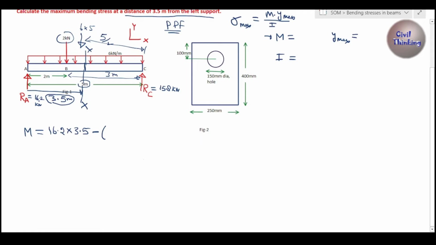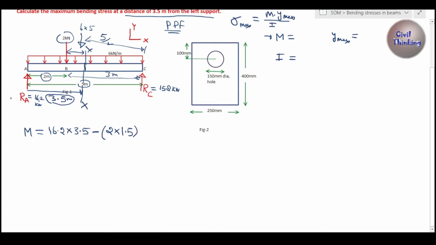Okay, now how far is 2 from this X section? Now see, from here to here is 3.5, from here to here is 2 meter, right? This is 2 meter, and from here to here is 3.5. So how much is here? It is 3.5 minus 2, which is 1.5, right? Now first let me write the load. Load is 2 kilonewton multiplied by, and the distance between the load and the section is 1.5 meter, right?